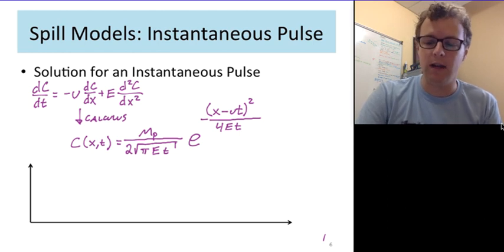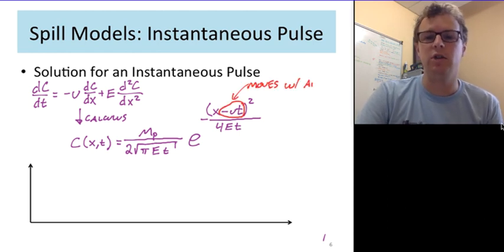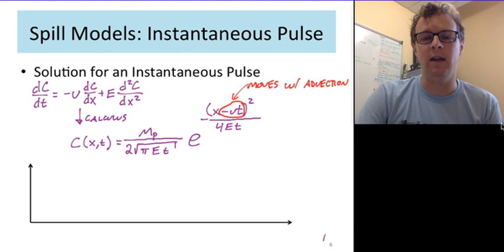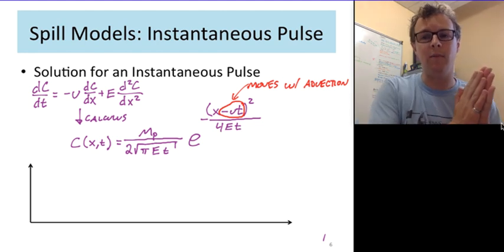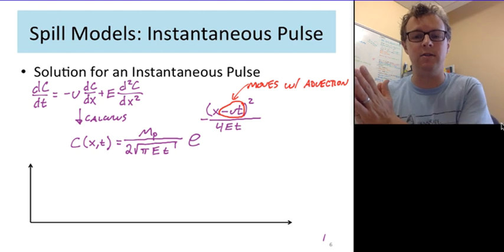So what changed? The only thing that's changed by adding advection is up here in the exponent, what I've circled in red. Now you've got that x-coordinate being adjusted by velocity and time. Right? So essentially, same solution. All we're doing is adding a little modification to the coordinate that makes it shift through time.